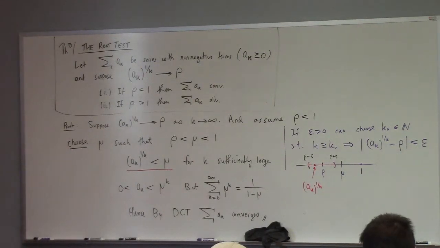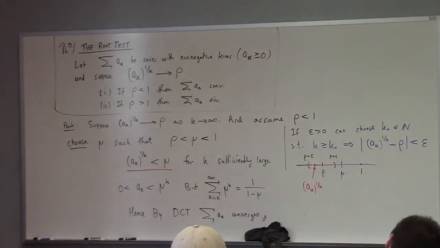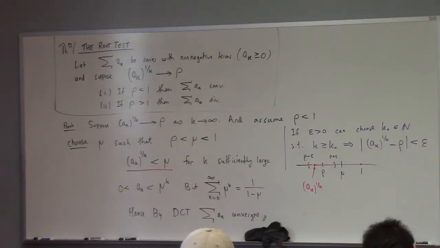Now, the proof of case 2 is very similar. You do direct comparison to a geometric series which diverges. All right? I'll let you read that in the book. I think if we do this case, it suffices for here. But this is the root test.